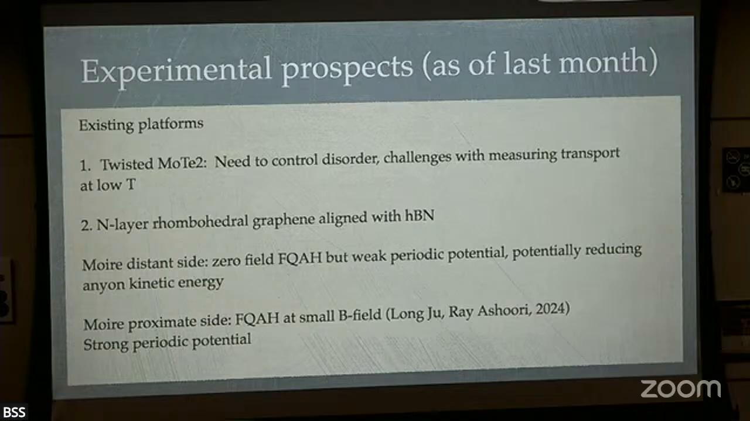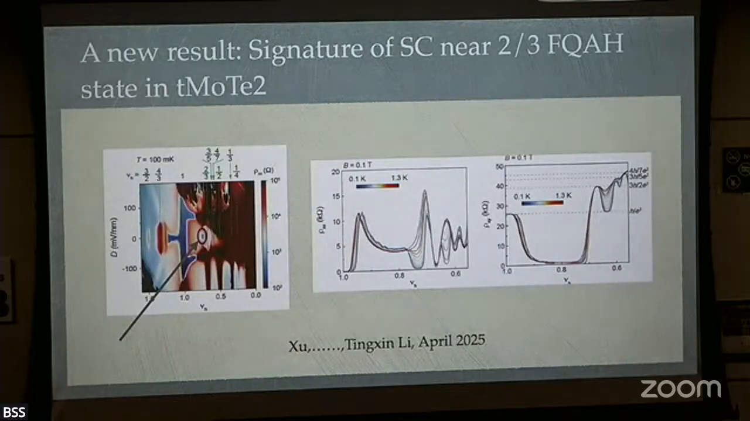So I thought this was maybe not great. And now my colleagues, Longju and Rayashuri, on the Moiré proximate side, they also saw an FCI state that's stabilized by a small magnetic field. And that has a strong periodic potential. And I thought, okay, maybe that's where you might get something. But I was proven wrong.